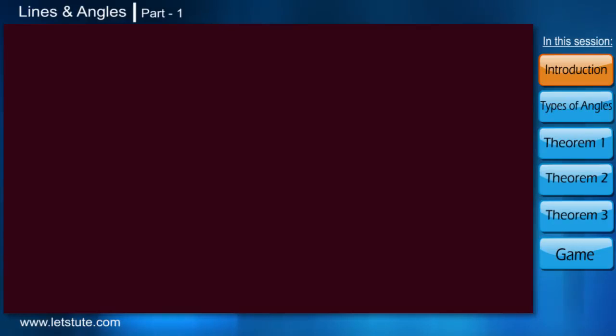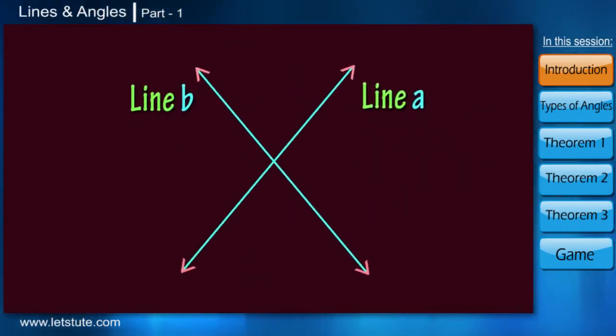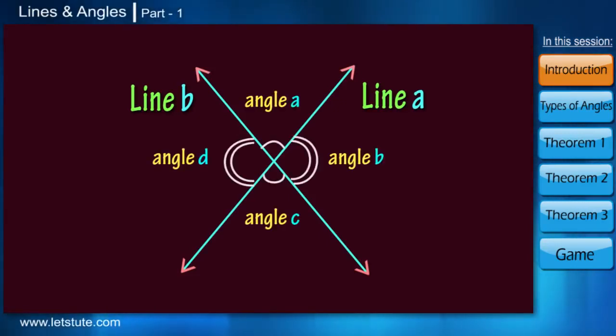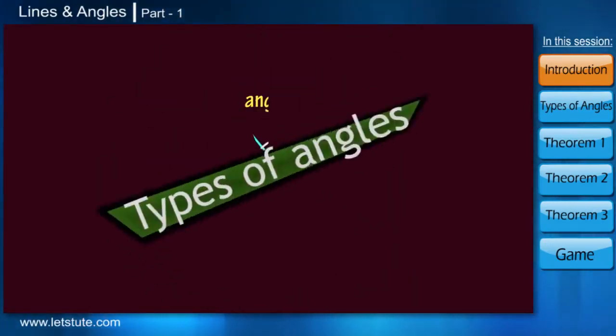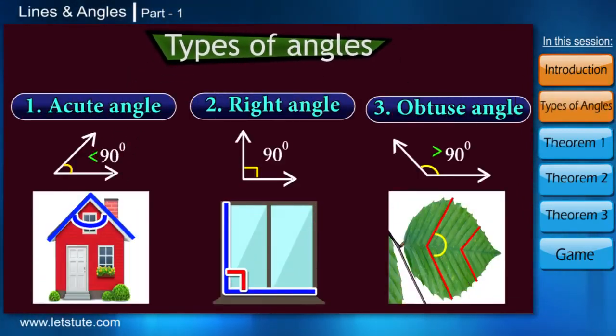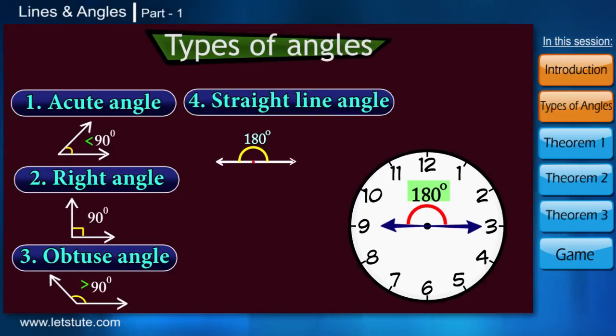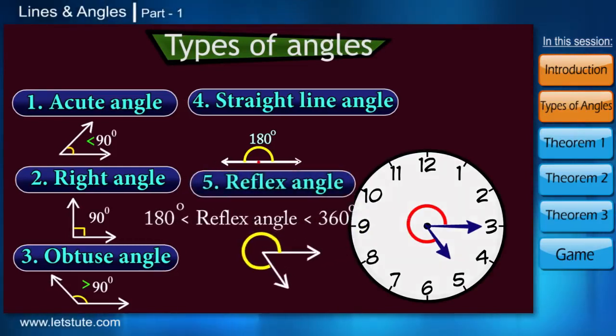So now, we know what a line is, and when two such lines intersect each other, angles are formed. Now we have few basic types of angles like acute angle, right angle, obtuse angle. Even when we have a straight line, it forms an angle of 180 degrees. But then, ever wondered how to form an angle which is greater than 180 degrees and less than 360? Well, it is simple. These angles are called reflex angles.